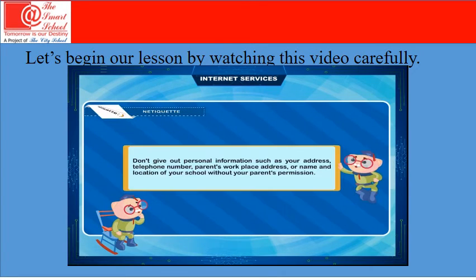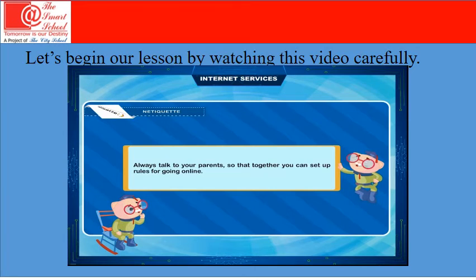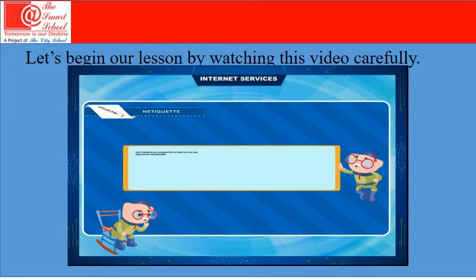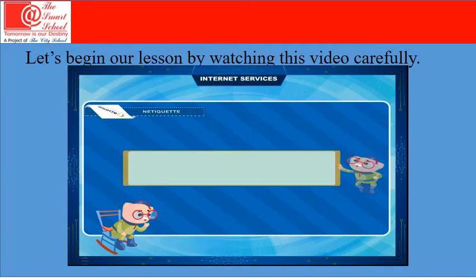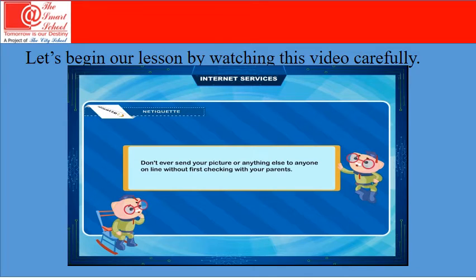Netiquette. Don't give out personal information such as your address, telephone number, parents' workplace address, or the name and location of your school without your parents' permission. Always talk to your parents so that together you can set up rules for going online. Don't respond to any messages that are mean or in any way make you feel uncomfortable. Don't ever send your picture or anything else to anyone online without first checking with your parents.